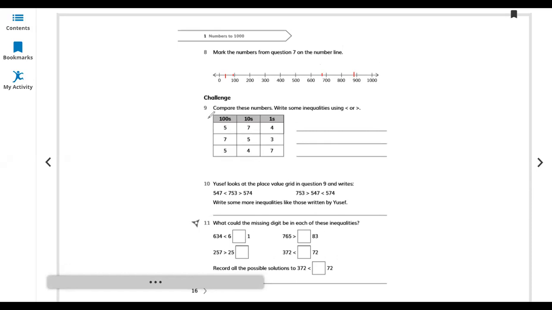Question number 9. Compare these numbers, write some inequalities in question number 9. So you can write any, like 753 is less than 547, 573 is less than 540, as many as you want. It needs to be completed with the less than and greater than sign. Let me do the first one: 753 is greater than 547.